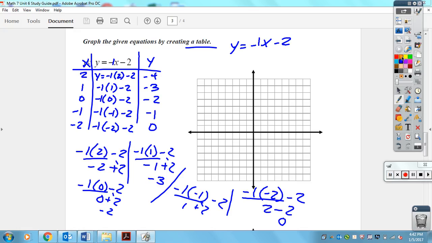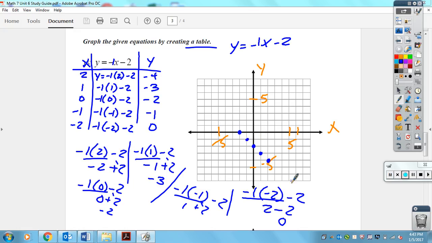Make sure you label x and y. 5, 1, 2, 3, 4, 5, negative 5, negative 5. And let's graph it. To the right 2, down 4. To the right 1, down 3. 0, down 2, left 1, down 1, left 2, up, down 0.